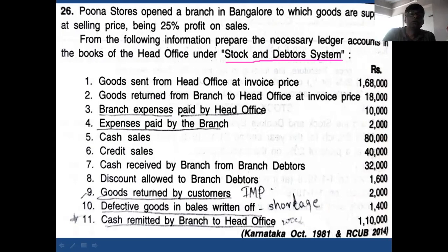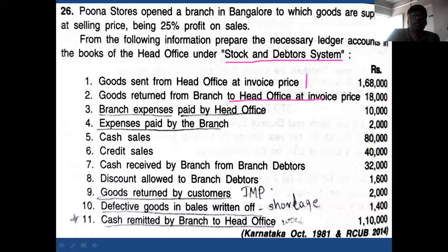Okay, so come to the points one by one. First is goods sent to branch. This is the first account: branch debtors, branch stock account, debit side. Goods returned from branch to the head office: goods returned by branch is there, so it is the credit side of branch stock account.